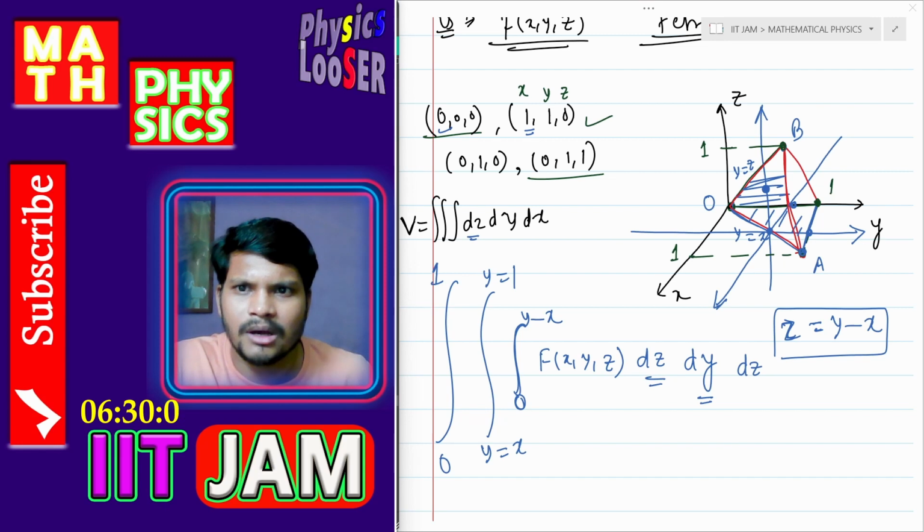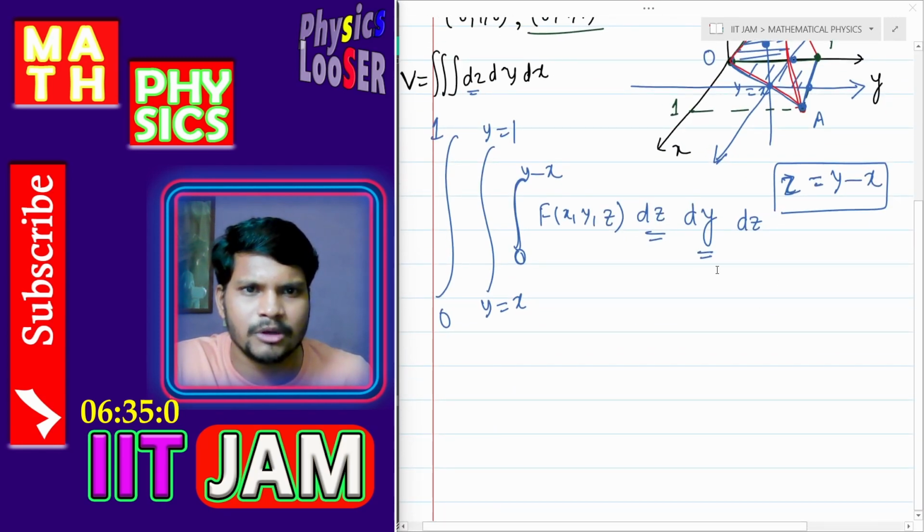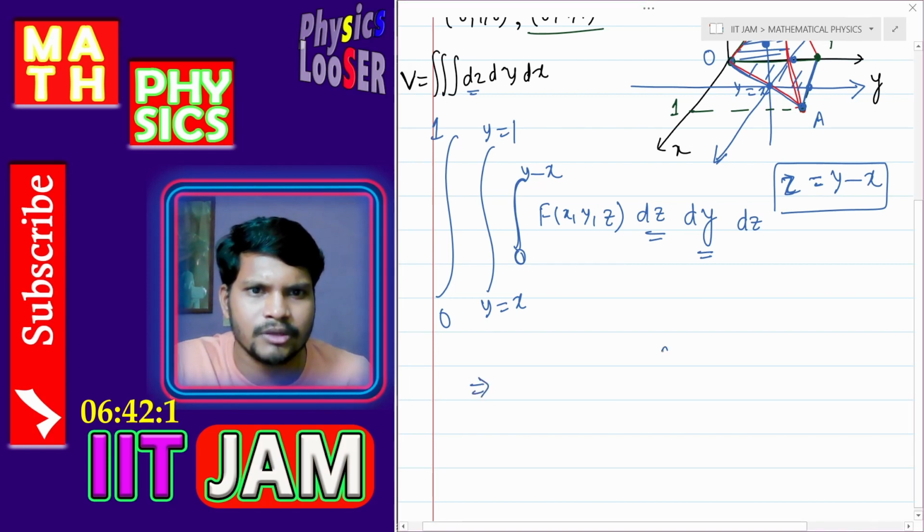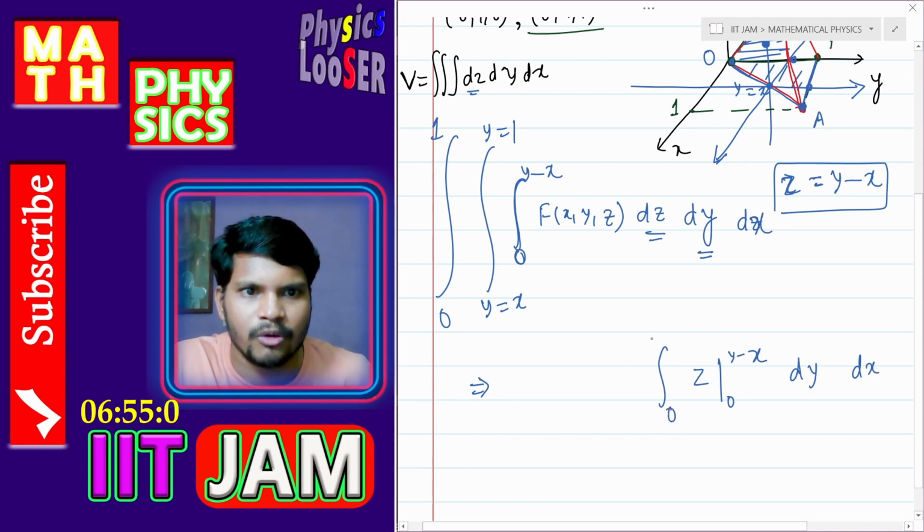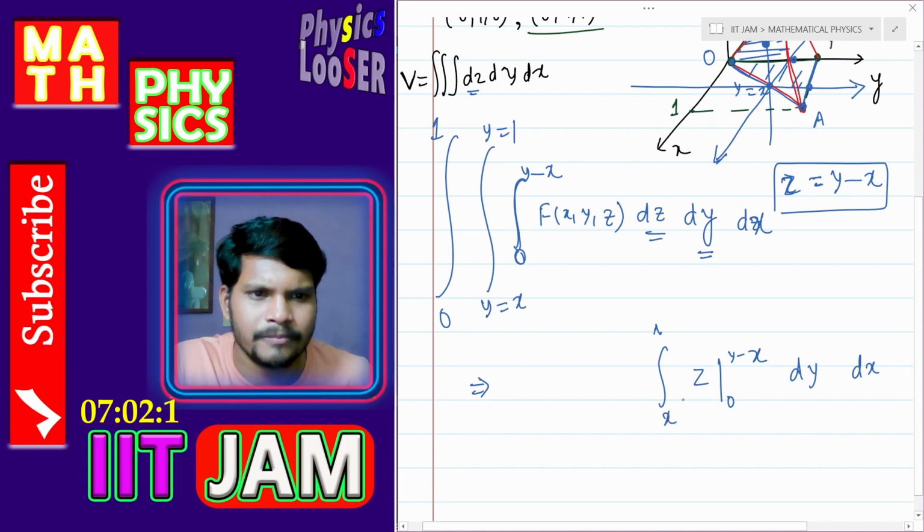Now we can evaluate another example by using the same technique. For example, if f(x,y,z) is considered to be 1, you can easily find out the integral just like that. You can just say that dz would be z, from 0 to y minus x. Over here dy, and sorry, this would be dx. So this will go from x to 1, and this is 0 to 1.